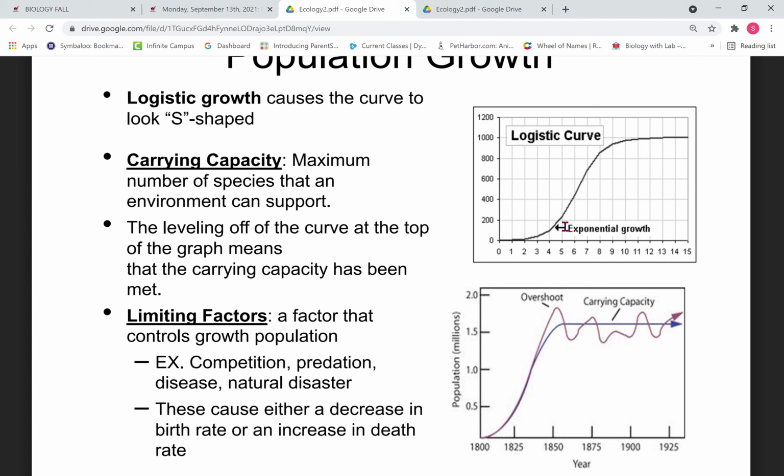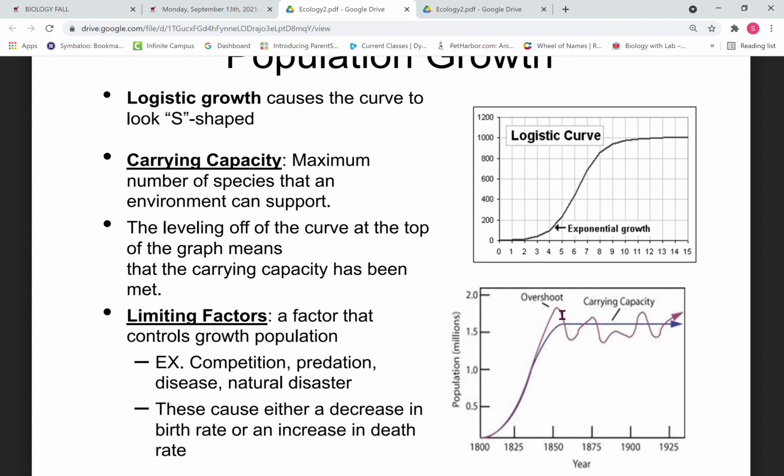Logistic growth is more reasonable. You're looking at logistic growth looking like an S curve. This is where it starts off being exponential, but something limits it. And in the case of the hare and lynx, the lynx are what limit the carrying capacity. So they consume enough organisms to keep it at carrying capacity, which is the maximum number of a species that an environment can support.